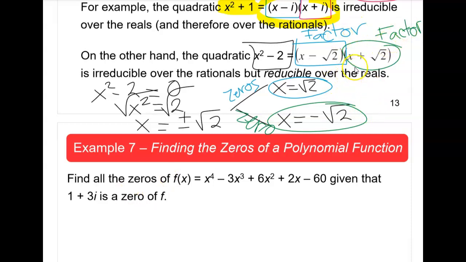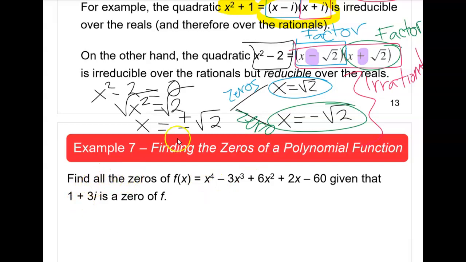So those types of zeros are called irrational. And those also come in, not complex conjugate pairs, but conjugate pairs. Meaning, if you see here, one has the negative, the other one has the positive square root of 2. So those two are opposites.